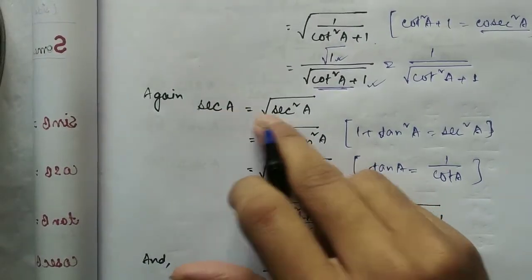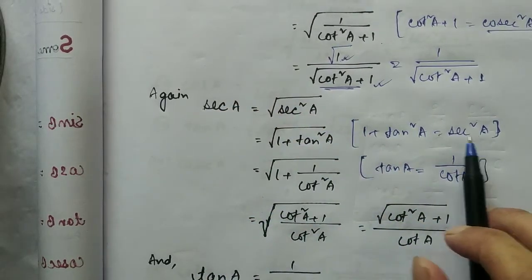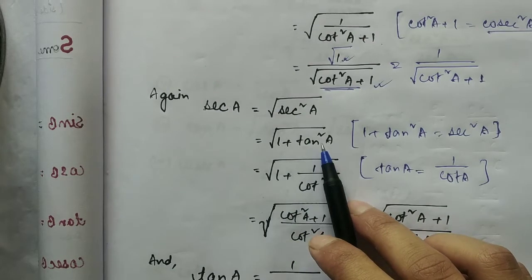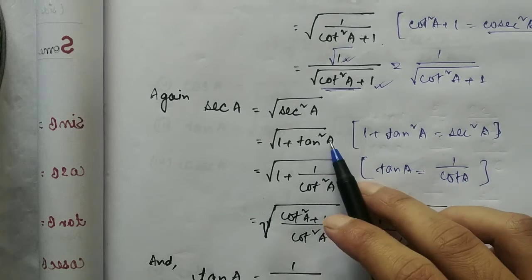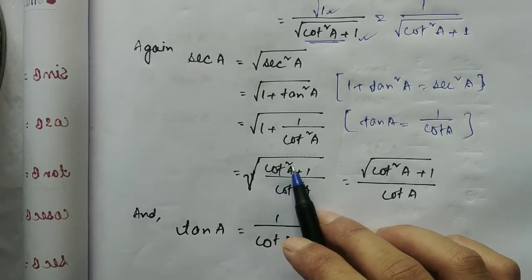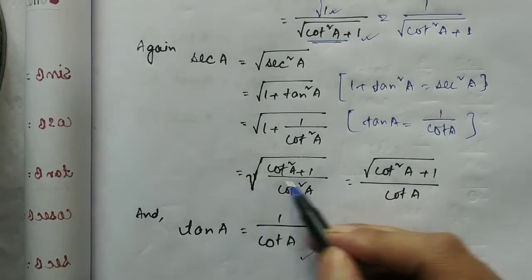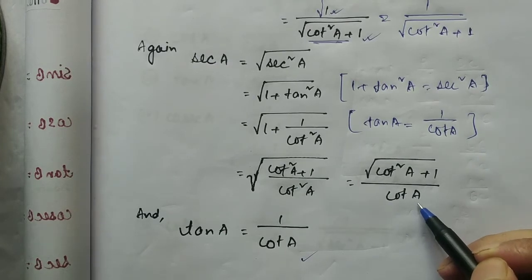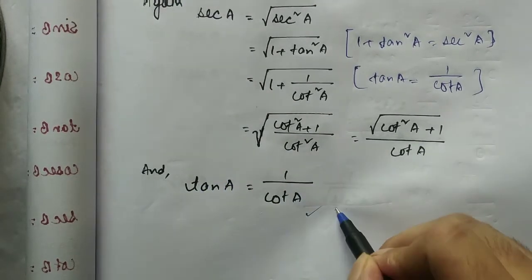How we do that is simply again we write sec A as root over sec square A, and from the trigonometric identities we know that 1 plus tan square A is equal to sec square A. So in place of sec square A we write 1 plus tan square A, and also we know that tan of A is equal to 1 by cot A. So tan square A becomes 1 by cot square A, and then we take the LCM as cot square A and write in the numerator cot square A plus 1, and we take the root over in both numerator and denominator. The root over and the square in the denominator get cancelled out, and it just gives cot A in the denominator. And for the third part, tan of A, we can just simply write tan of A is equal to 1 by cot of A.